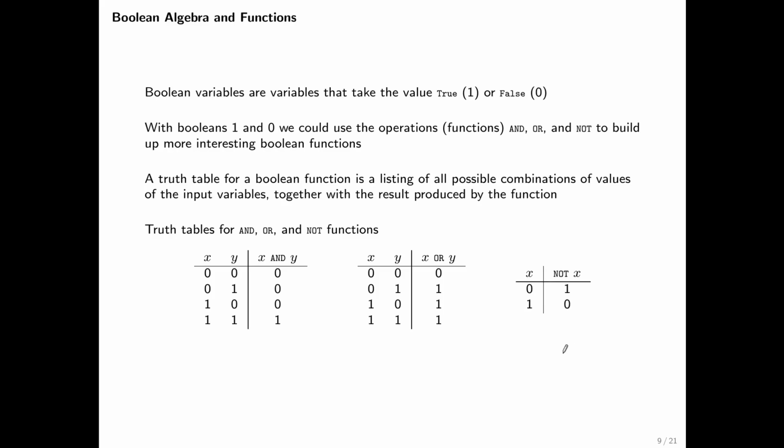Okay, so those are the truth tables for the basic Boolean functions AND, OR, and NOT. And these truth tables are going to be extremely important for us going forward. All right, so make sure you understand how these functions work.